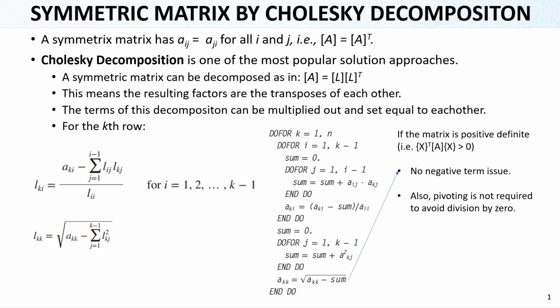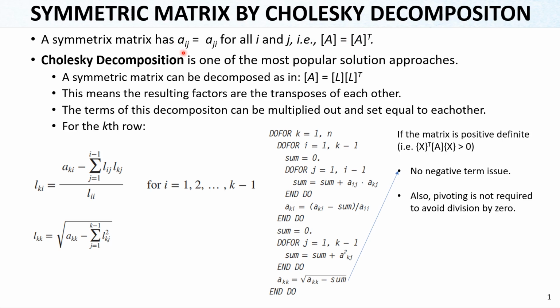So there are symmetric matrices that we can solve by Cholesky decomposition. Let's define the symmetric matrix first. We have defined this before, but let's remember here. A symmetric matrix has a_ij terms equivalent to a_ji terms for all i and j, which means that the A matrix is equivalent to its transpose matrix.